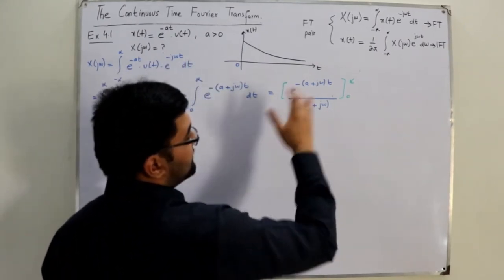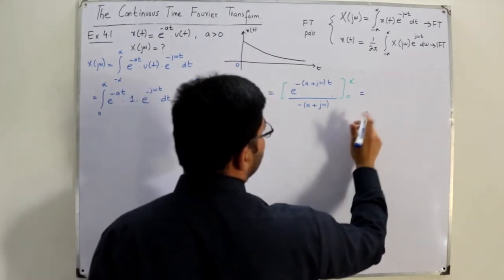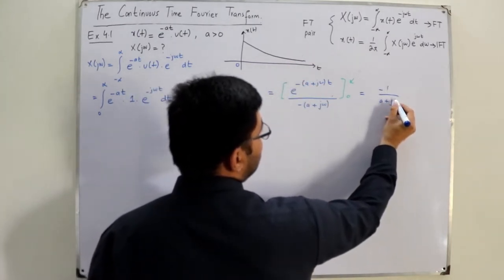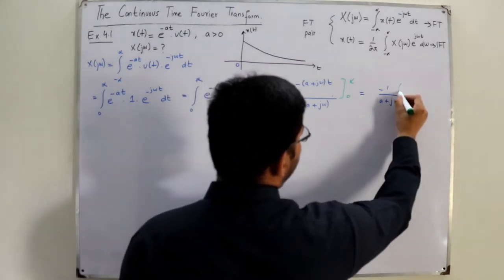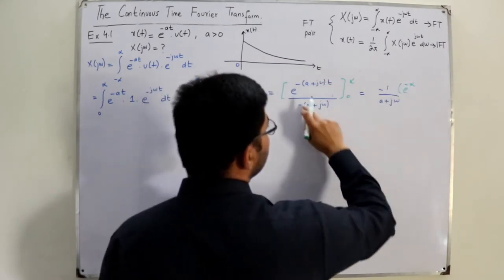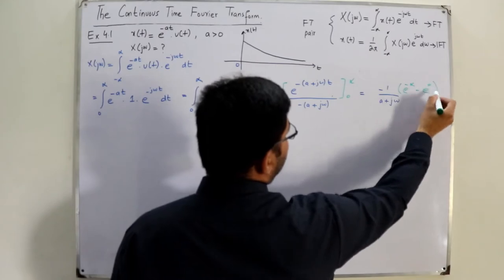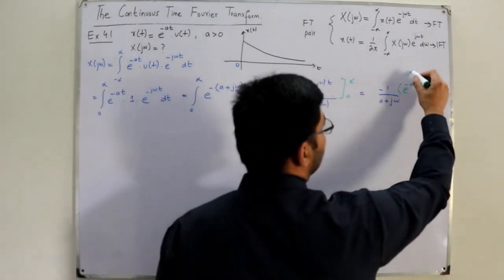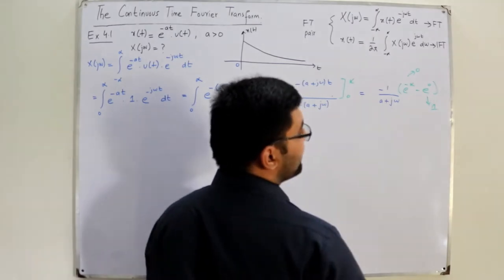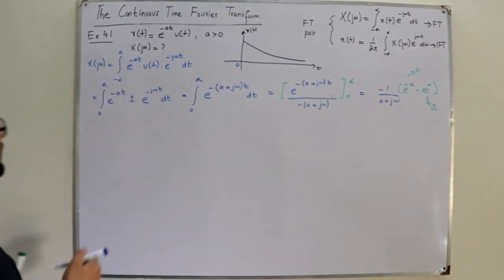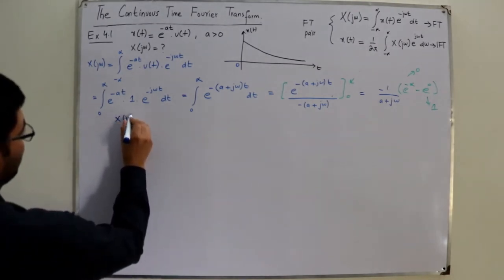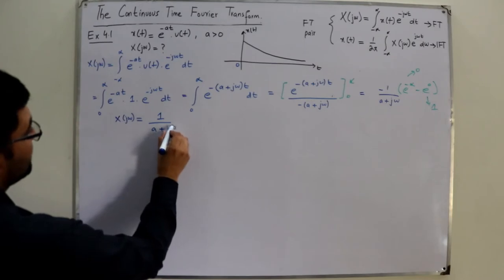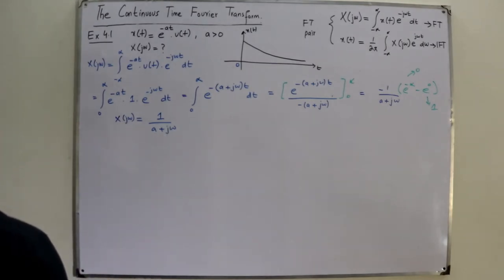If you put infinity in this, you have an exponential of negative infinity, right? Taking the negative up, you have a plus j omega, and in the brackets you have an exponential of negative infinity minus an exponential of zero. The exponential of negative infinity is zero, and the exponential of zero is one. So it would have a negative one, and this negative one would become a positive one. So my x of j omega for this case comes out to be one divided by a plus j omega. Isn't it like this?